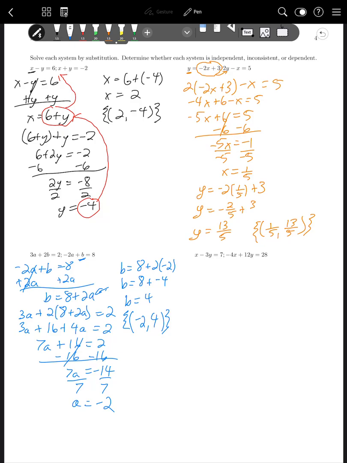Okay. And then the last one, this first x is the easiest thing to solve for. So add 3y to both sides.